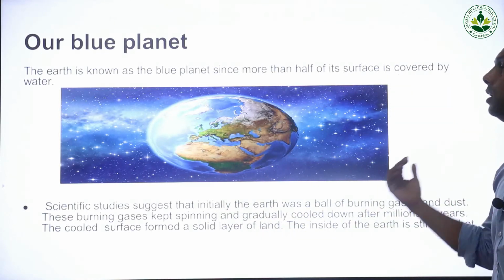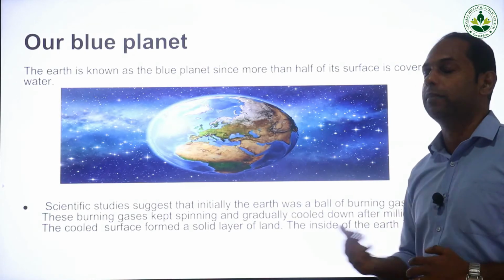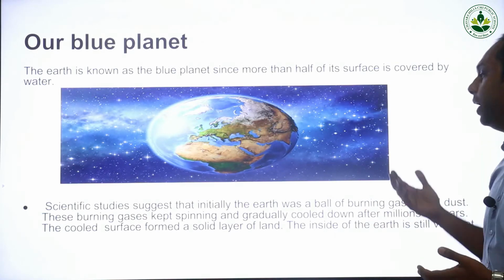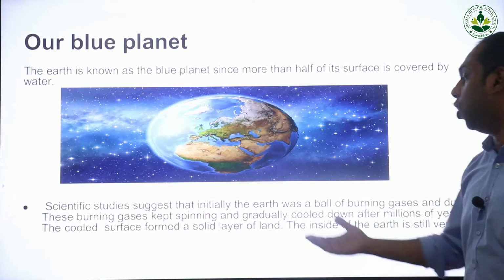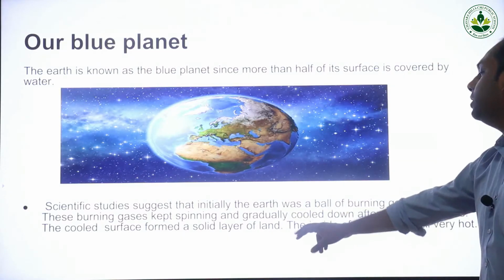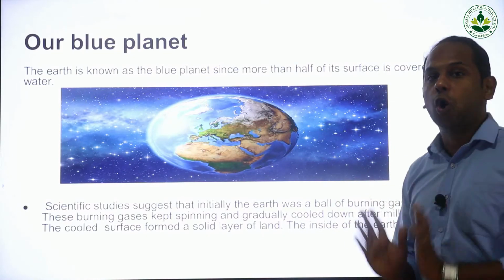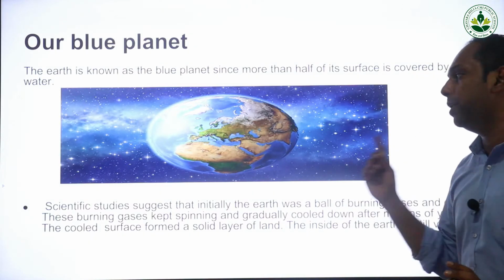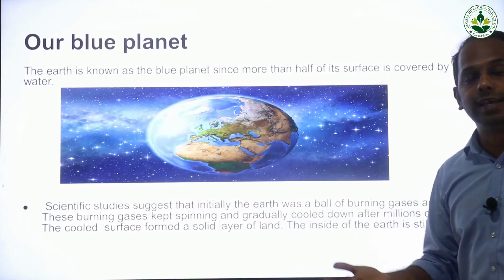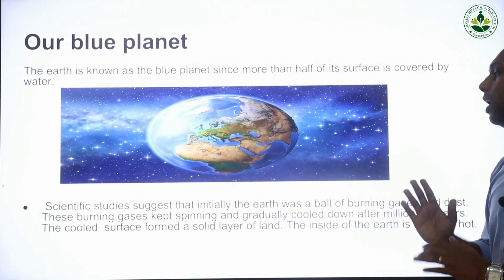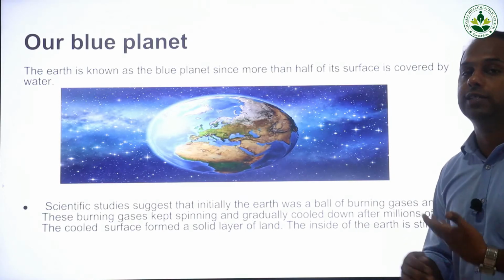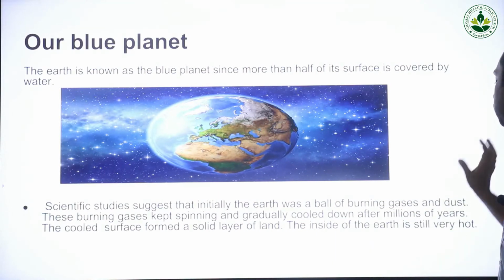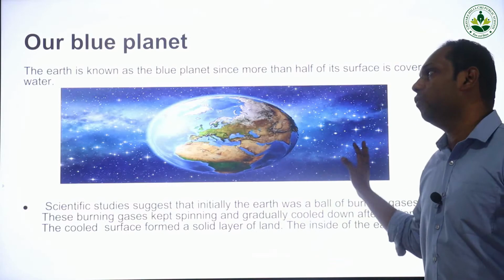So what happened? These hot gases and the dust started to spin around, and later they cooled down and made very solid layers of land. And this is how the land formed on Earth. So this is a theory. Initially there were hot gases spinning, and after millions of years they cooled down and settled, and they transformed into hard layers of land, and the inside of the Earth is still very hot.